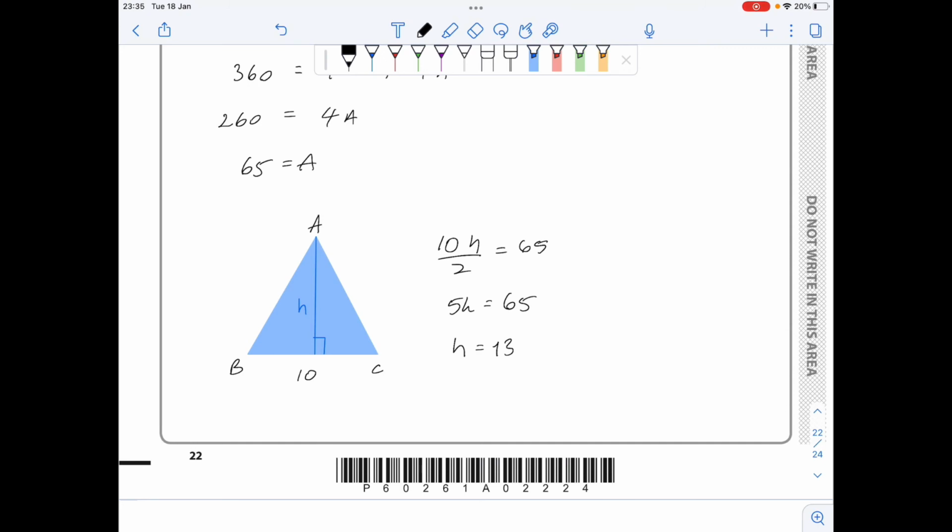Now half the base is 5. So I can use Pythagoras' theorem to find AC. So AC squared is equal to 13 squared plus 5 squared. So AC is the square root of 194.